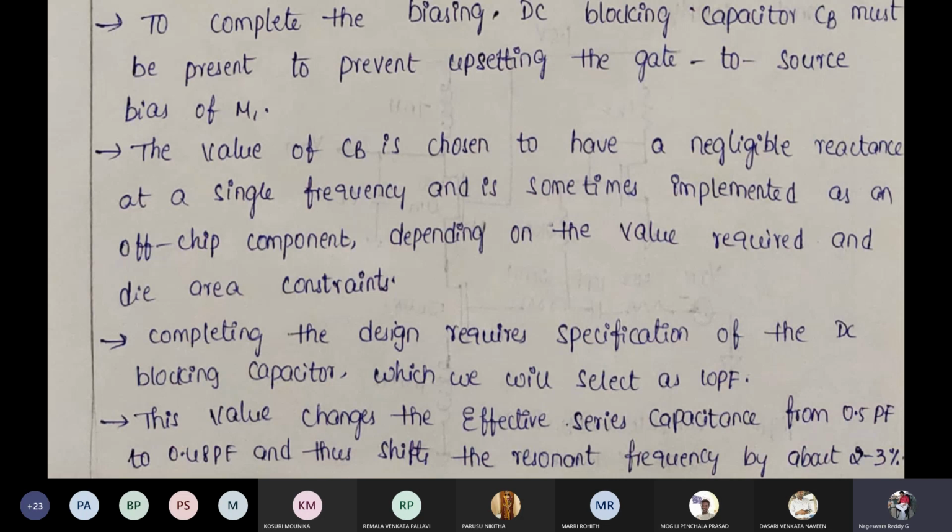Completing the design requires specifications of the DC blocking capacitors, which we will select as 10 picofarad. So we can set the blocking capacitor value as 10 picofarad. This value changes the effective series capacitance from 0.5 picofarad to 0.4 picofarads, and thus shifts the resonant frequency by about 2 to 3%. So this blocking capacitance changes the effective series capacitance.